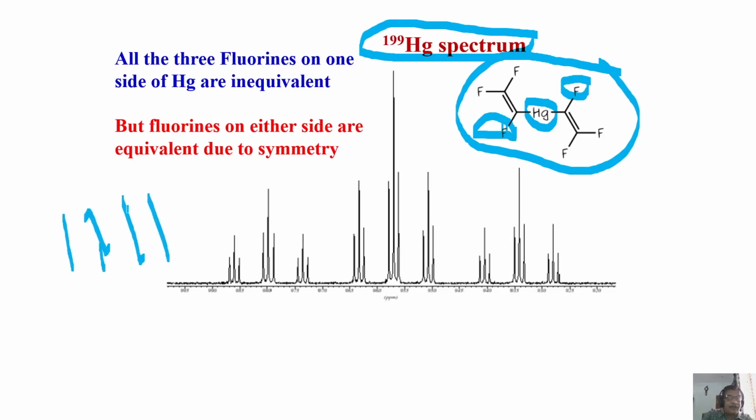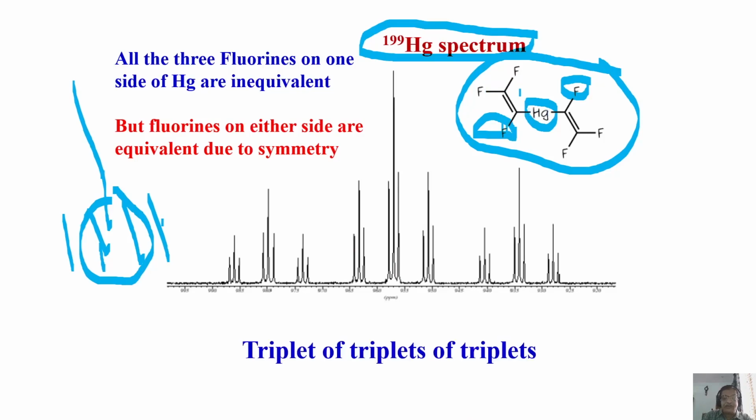When the couplings are equal, these two lines overlap and become a double intensity. So it is a 1, 2, 1 triplet. So what is that one? First one, this is the largest coupling, close by. Then the second, this is 2 bonds away, this is 3 bonds away, this is also 3 bonds away.